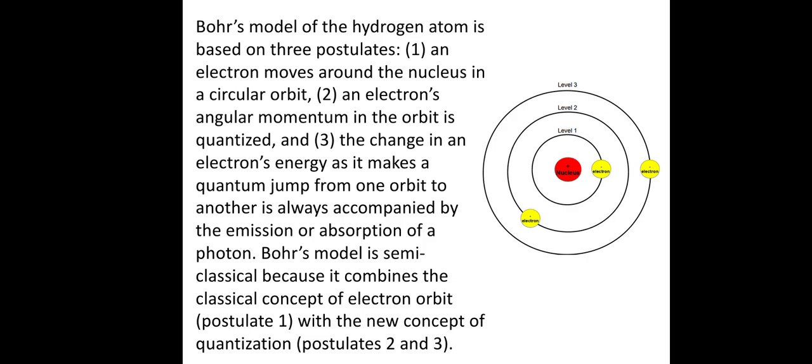And one more postulate: the angular momentum of an electron in a given stationary state can be expressed as mvr equals nh by 2 pi.